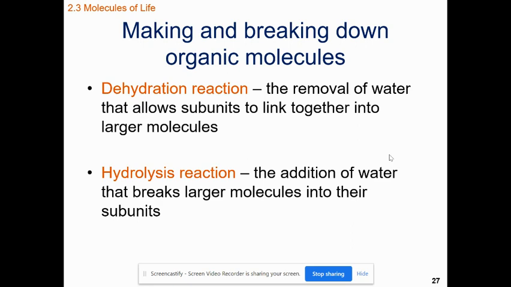In order to break that larger molecule apart, we take a water molecule, hydrogen from one piece of it, put it onto one side of the larger molecule, and a hydroxide, the oxygen and hydrogen, add that to the other side, and you are able to break it. You're using water. Lysis means to break, so it's hydrolysis.